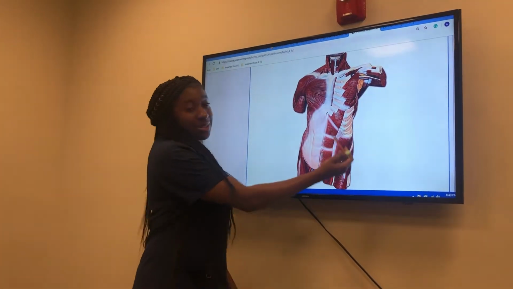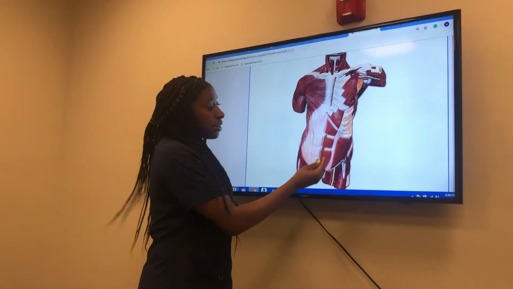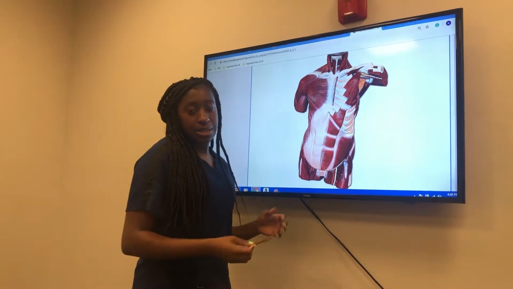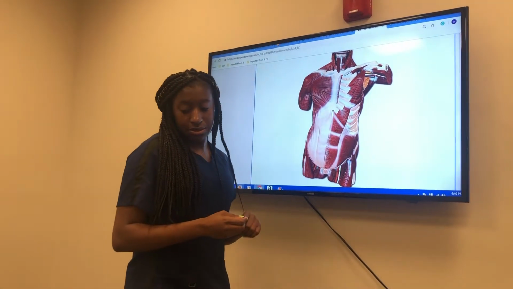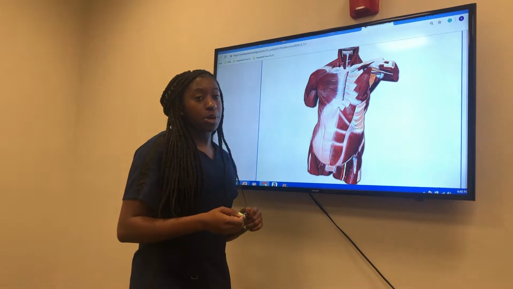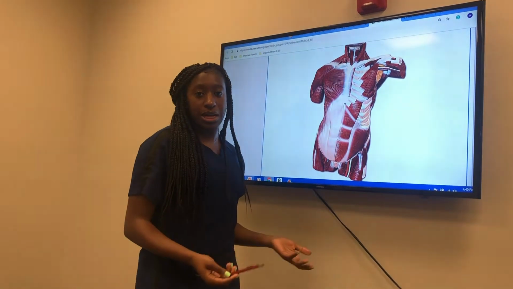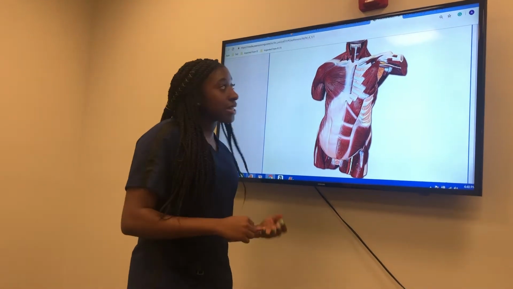So deep to the rectus abdominis is the transverse abdominis, which runs this way. The origin of the transverse abdominis is the inguinal ligament. The insertion is the pubic crest. The action is it compresses the abdominal contents, and the nerve is the intercostal nerve.